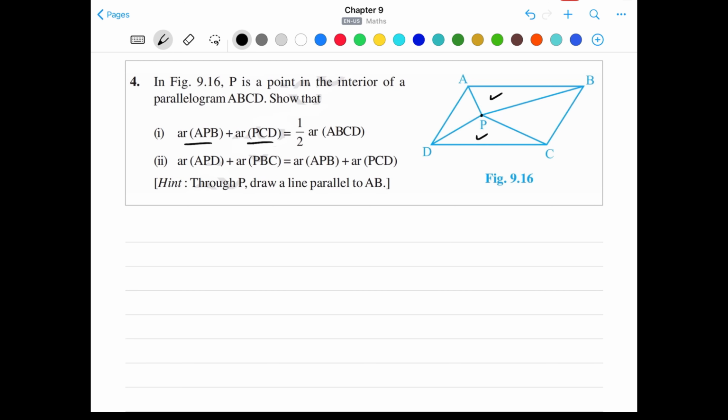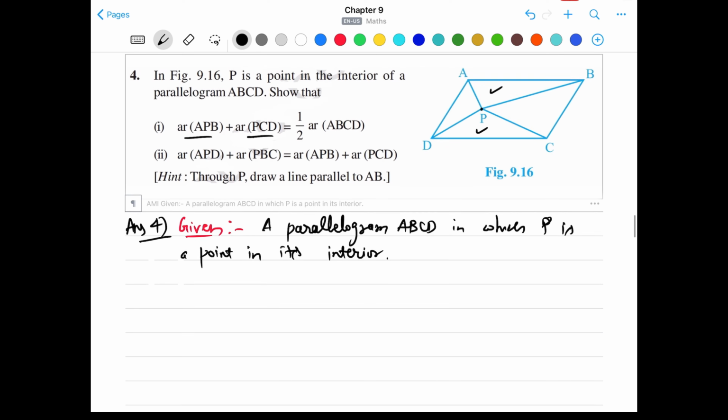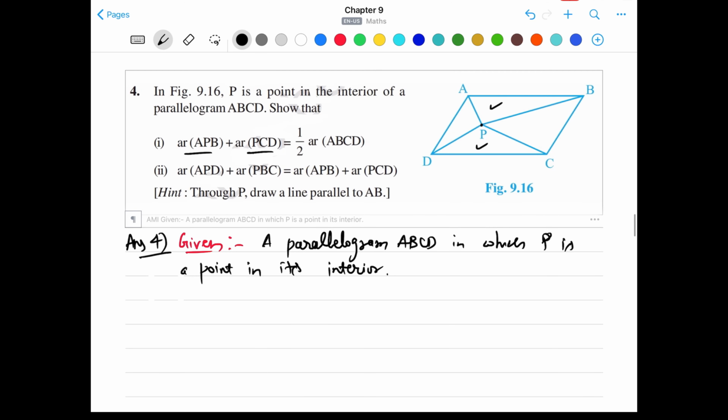Okay, so let's start its proof. We'll write the answer number 4. First we'll mention the given portion under the heading Given. So given here is a parallelogram ABCD in which P is a point in its interior. This is what is given to us.